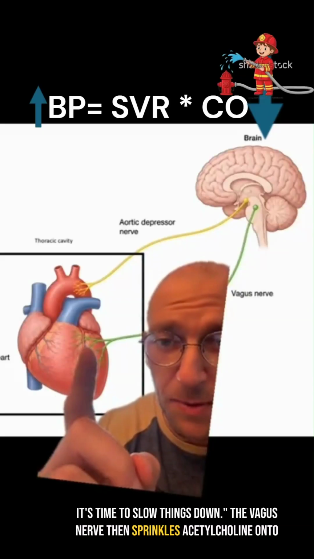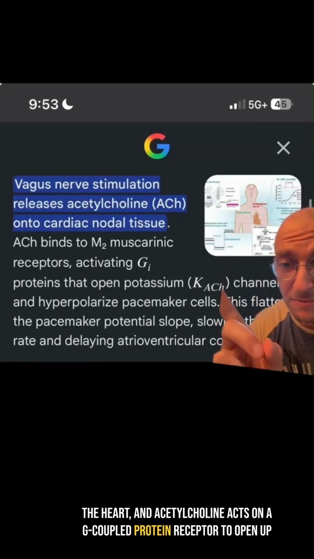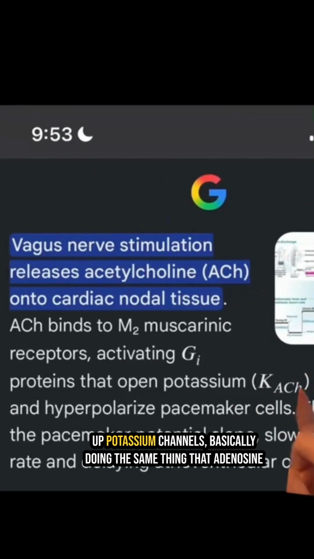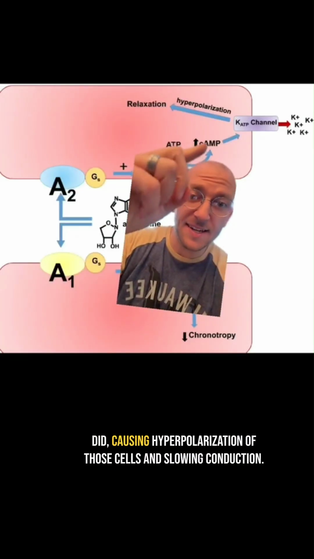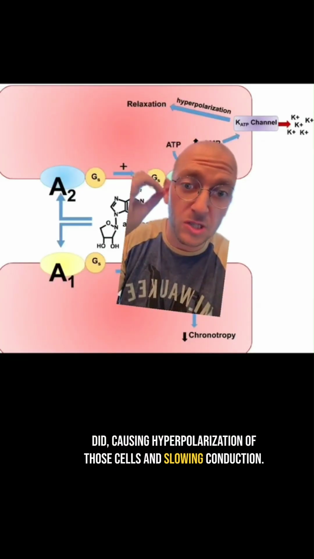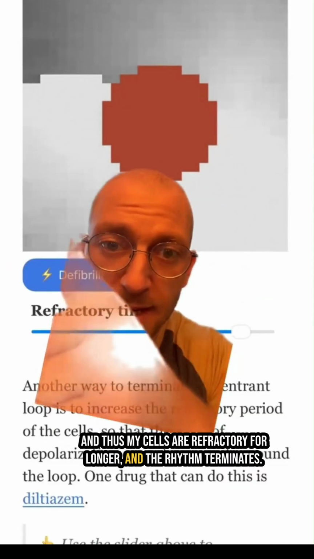The vagus nerve then sprinkles acetylcholine onto the heart, and acetylcholine acts on a G-coupled protein receptor to open up potassium channels. Basically doing the same thing that adenosine did, causing hyperpolarization of those cells and slowing conduction. And thus my cells are refractory for longer and the rhythm terminates.